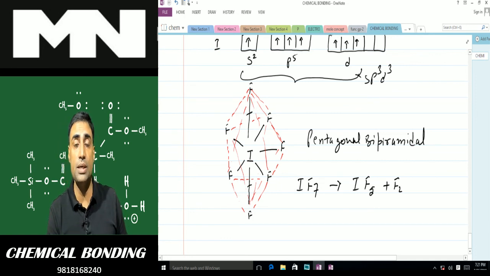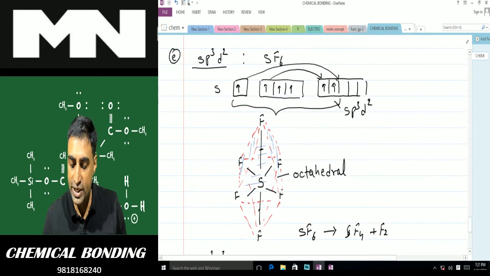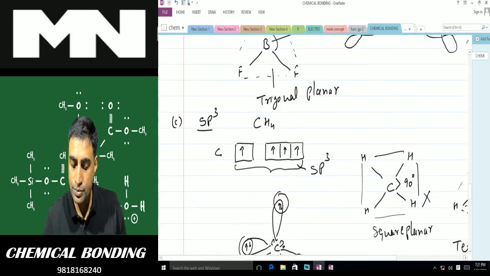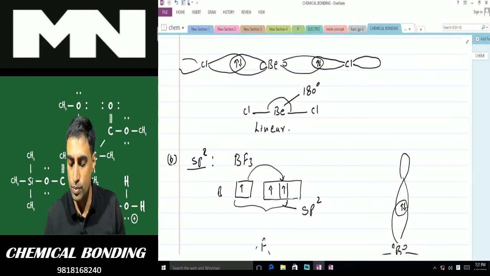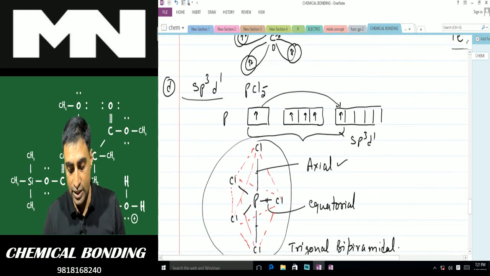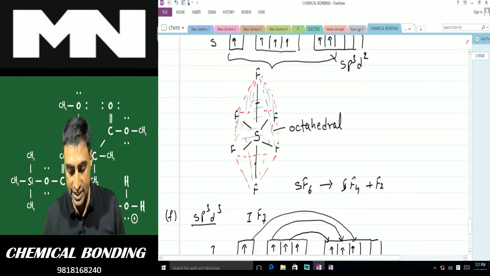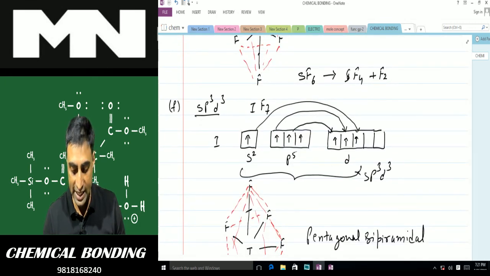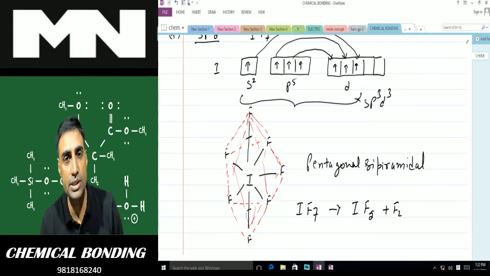So with this, we have finished up the first type of hybridization, that is hybridization in which all unpaired electrons take part. We have done sp3, sp3d2. I'll show you. We started with sp, then sp2. In sp we did BeCl2, sp2 BF3, sp3 CH4, sp3d1 PCl5, sp3d2 SF6, and sp3d3 IF7. So here we have finished up with the first type of hybridization.